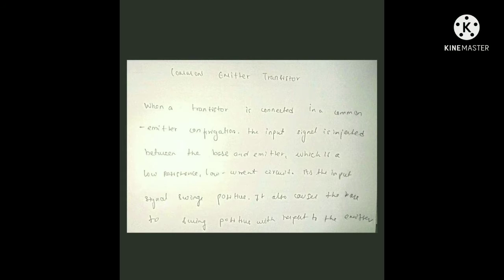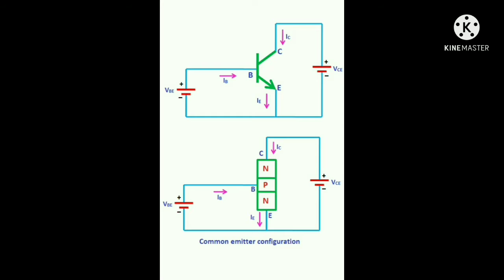CE configuration of a transistor. When a transistor is connected in a common emitter configuration, the input signal is injected between the base and the emitter, which is a low resistance, low current circuit. As the input signal swings positive, it also causes the base to swing positive with respect to the emitter, which means this type of biasing arrangement uses two resistors as a potential divider network across the supply, with their central point supplying the required base bias voltage to the transistor.